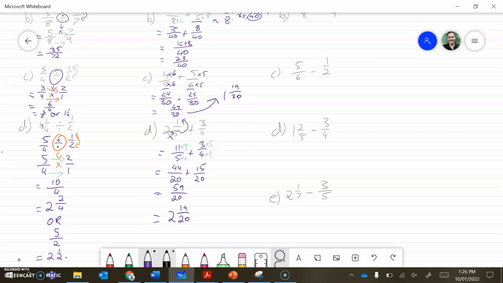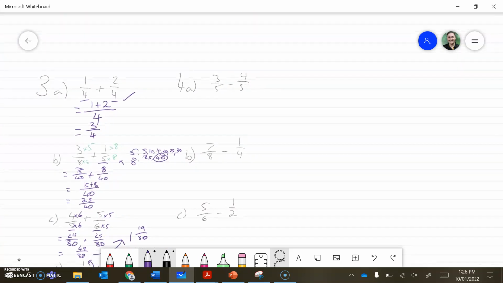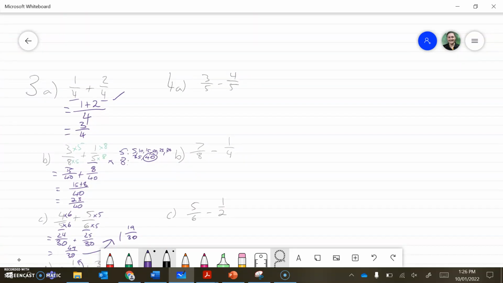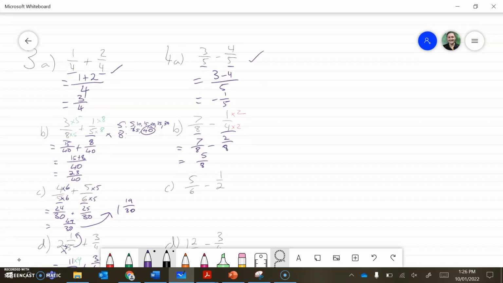Okay, and our last example is some subtraction. So again, we must have a common denominator. So for our first one here, we've got 3/5 and 4/5. Denominators are both 5, so that's fine to start straight away. So then what we're going to have is 3 minus 4 over 5, which will be -1/5. A second example, we've got denominators of 8 and 4. So 4 can become a denominator of 8 by multiplying by 2. So we're going to have 7/8 minus 2/8. So 7 minus 2 is 5. So we've got a solution there of 5/8.